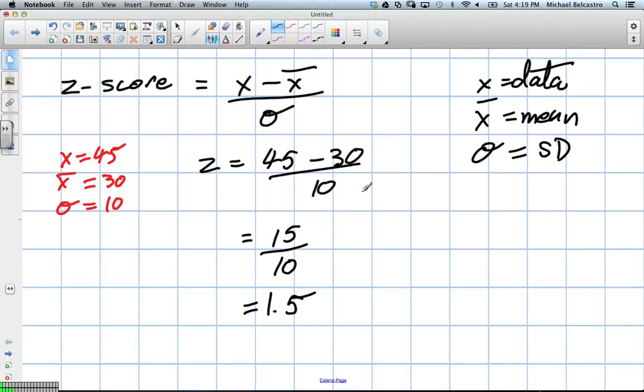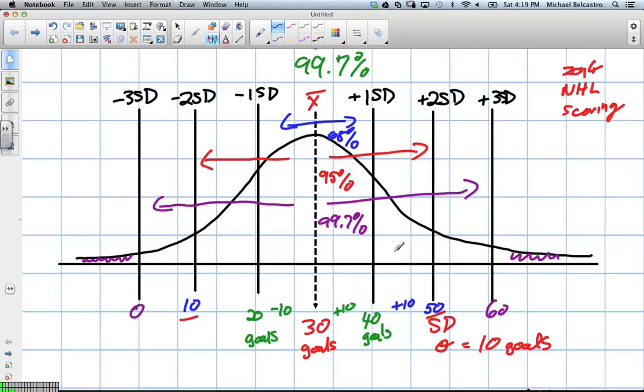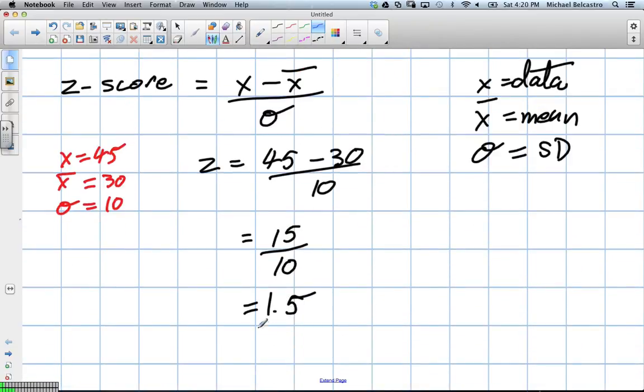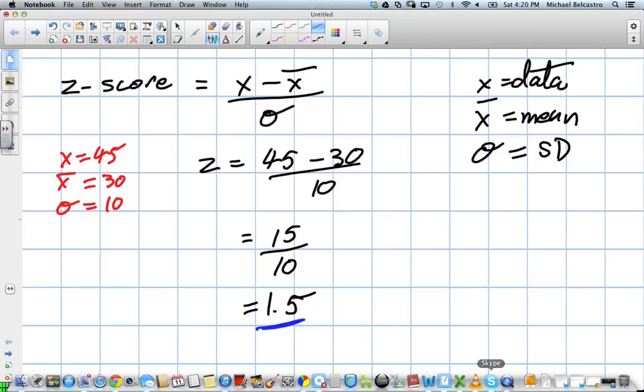Does that make sense so far? This guy who scored 45 goals was 1.5 standard deviations above the mean. It was positive 1.5, and that makes sense. He's roughly there, right? That would be 1.5 standard deviations above the mean. 45 goals, makes perfect sense. But let's say we want to know what percentage of players scored fewer goals than him. Well, we're going to have to calculate this, and this is where our Z-score table comes in handy. We have to look up 1.5 on a Z-score table.